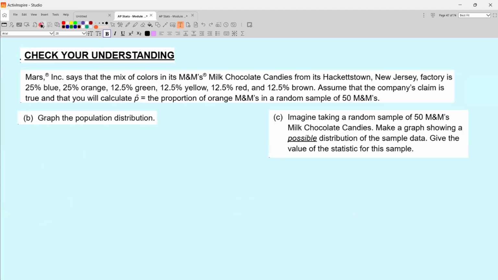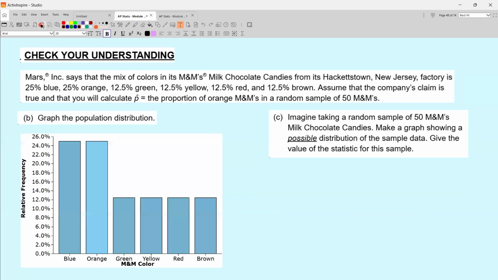Let's graph the population distribution. I use technology to help with this, but 25% will be your two biggest bars for the blue and orange, whereas the green, yellow, red, and brown are all 12.5%, so they'll peak out flat at 12.5%, and these are your percentages, so your relative frequencies.